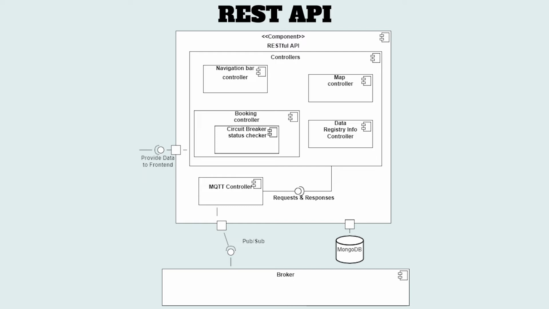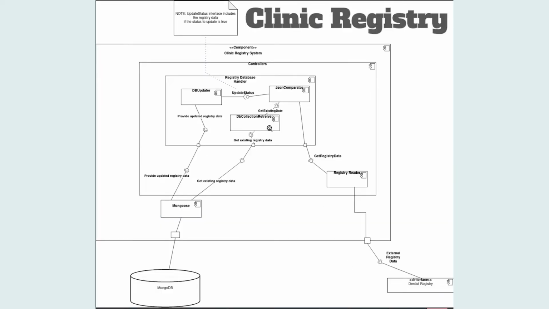It is designed as a service running on top of an express HTTP server that exposes multiple REST endpoints. The service is connected to an MQTT broker to distribute actions from the REST API to the rest of the system. It is also connected to a MongoDB database to directly retrieve clinic and booking information when GET requests are received. The clinic registry component functions as follows.